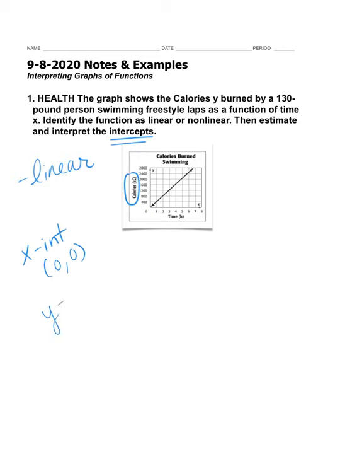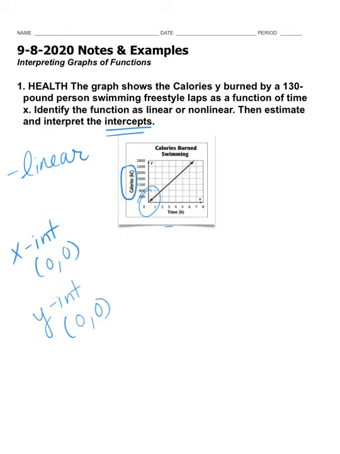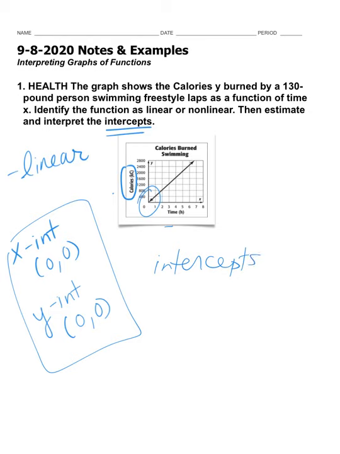Does it cross the y-axis? Yes. Same spot, right? They both cross at (0, 0). X was time and y was calories, and these are your intercepts. What does that mean? So when the intercepts are 0, no calories burned.